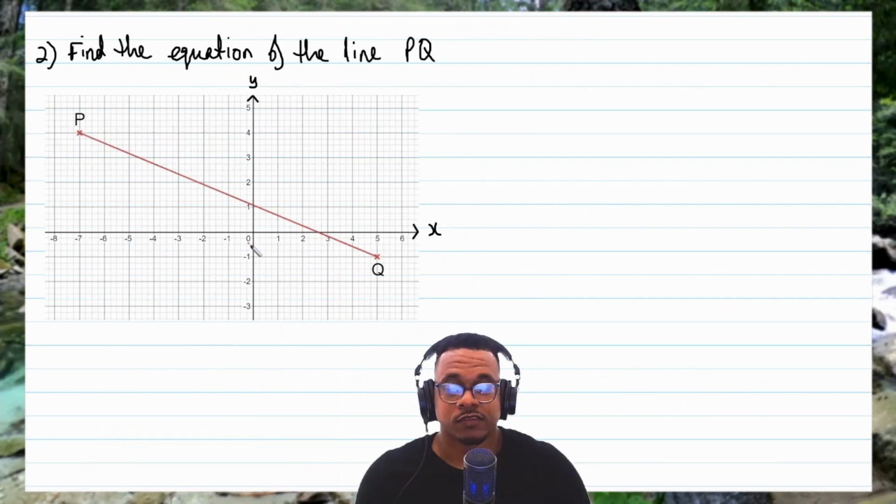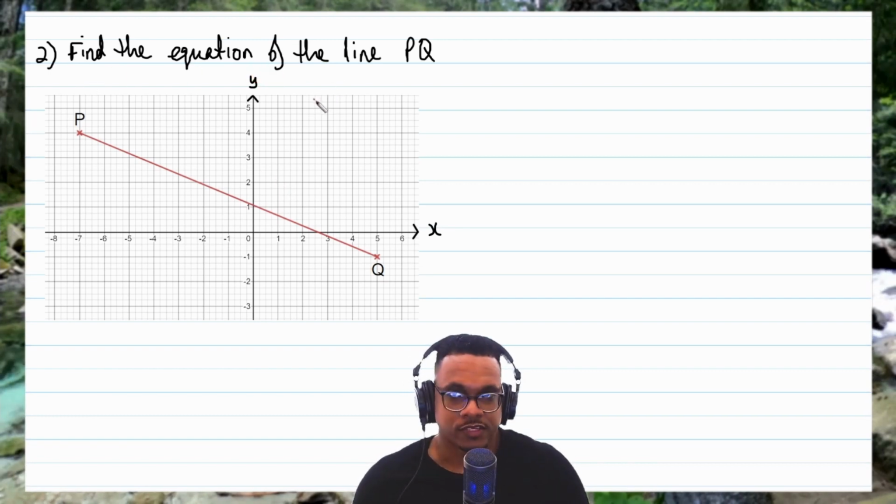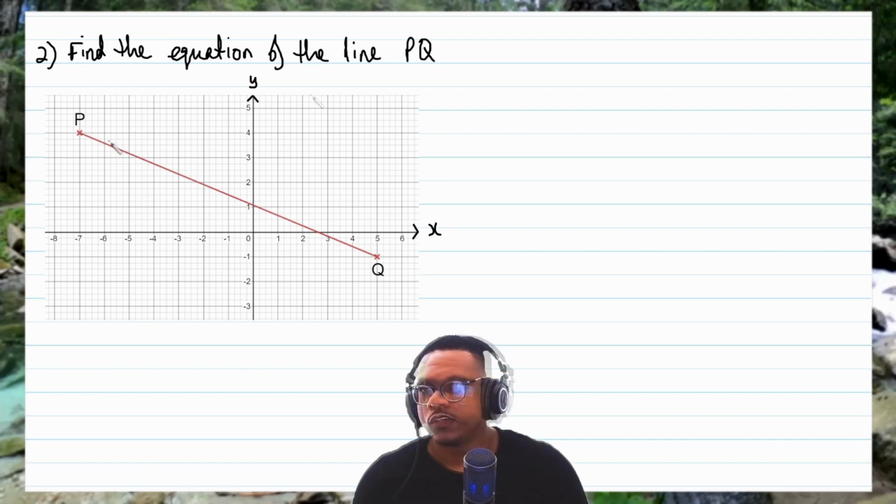So in this question, we are given a graph. We are given 2 points, P and Q, and we have a line connecting P and Q. And we are asked to find the equation of the line PQ. So anytime you are asked to find the equation of a line, you need two things: the gradient and any point the line is passing through. So I'll need to find the gradient of the line PQ.